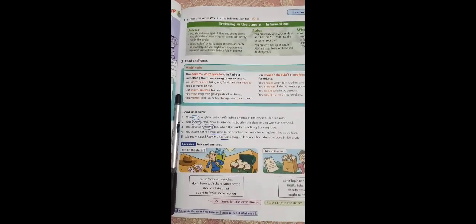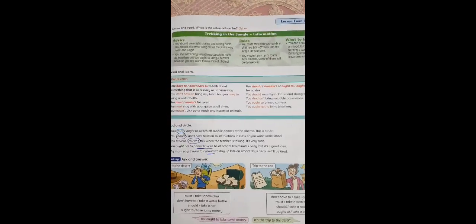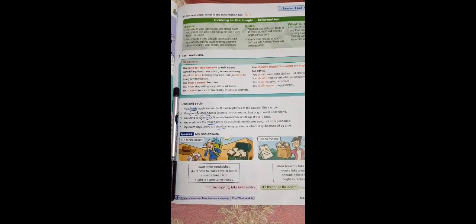Lesson 4 speaks about modal verbs. We have some modal verbs we should know, and we should know how to use them. What are these modal verbs? We have the first one, have to, don't have to. Must, mustn't, should, shouldn't, ought to, ought not to. So these are our modal verbs today.